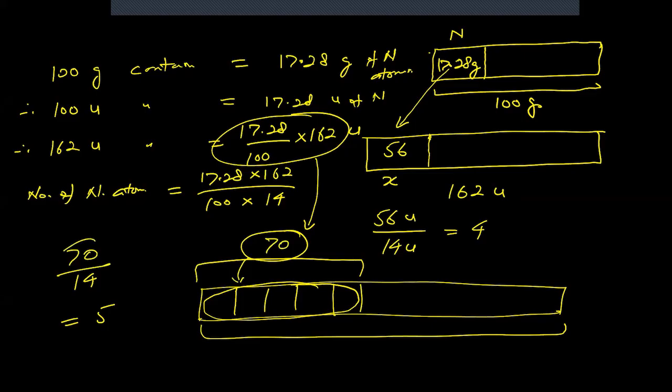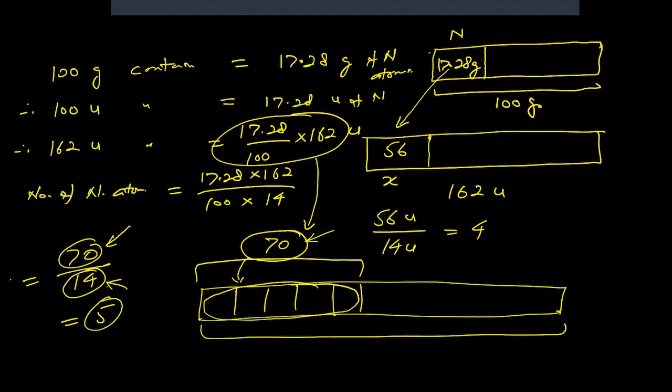I will divide this value by the atomic mass of 14, because one atom has how many units? One nitrogen atom has 14 units. Atomic mass of nitrogen is 14. So if the total is 70, how many atoms of nitrogen are there? That will be total units divided by units in one nitrogen atom. So suppose total units given to you are 70, and in one nitrogen atom, atomic mass of nitrogen is 14, meaning 14 units. So you will divide 70 by 14, you will get the total number of atoms.